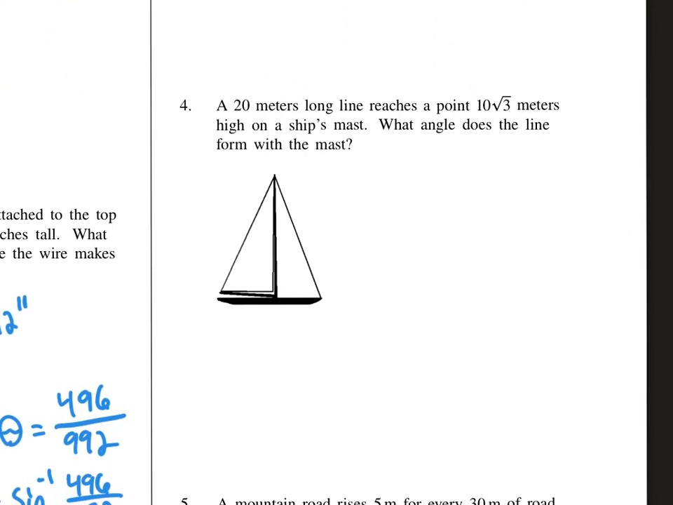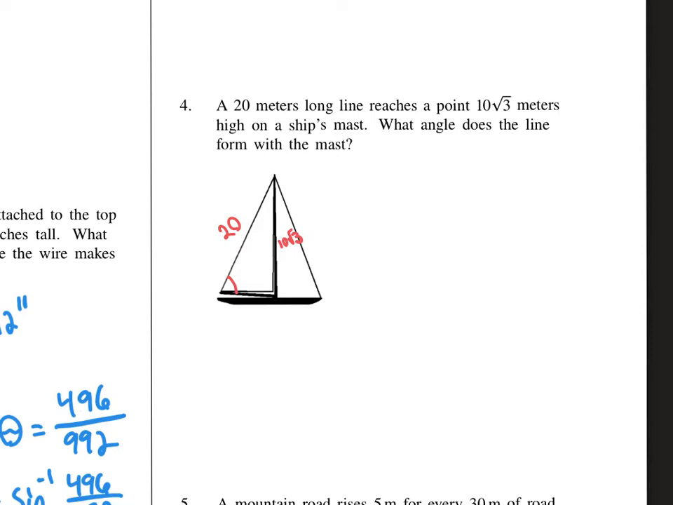A 20 meters long line reaches a point 10 times the square root of 3 meters high on a ship's mast. Okay, so what angle does the line form with the mast? Okay, so the mast is on this side. This is the angle we're looking for. And this is 20 meters long. And this is 10 times the square root of 3.